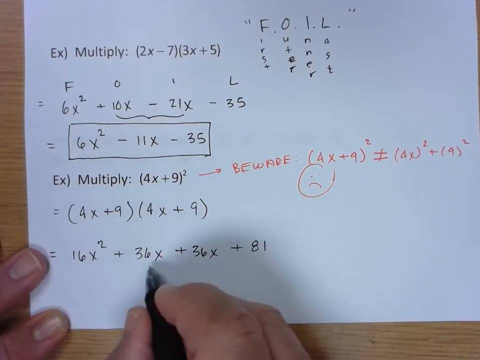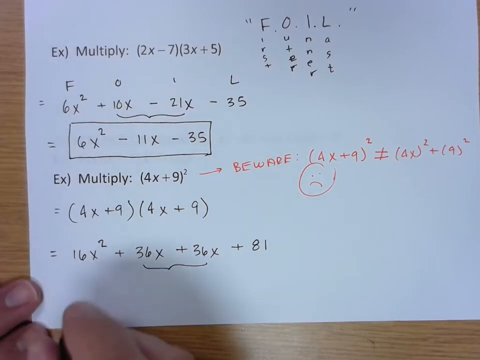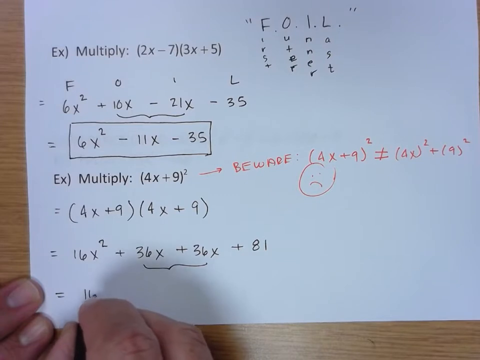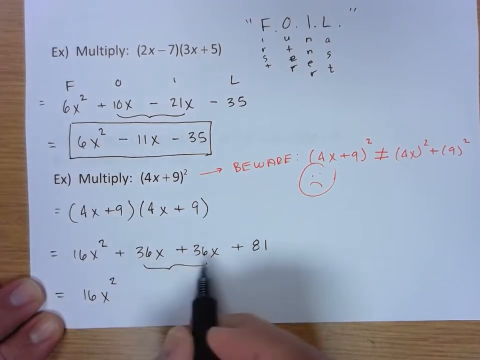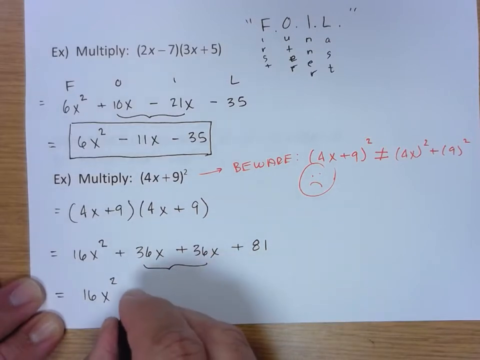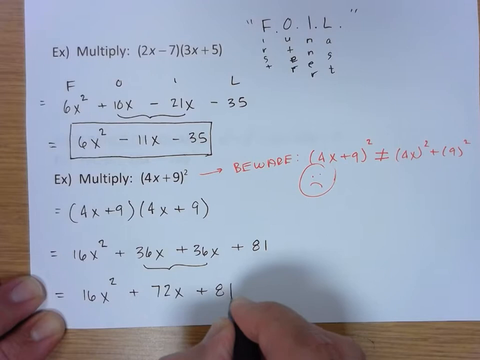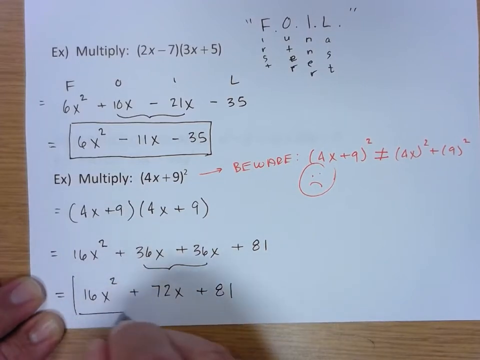And true to form, like I said, 9 times out of 10, the O and the I are going to be the same terms. So your final simplified answer here requires you to get those together. 16x squared plus 72x, and then plus 81. Has that one completely simplified.